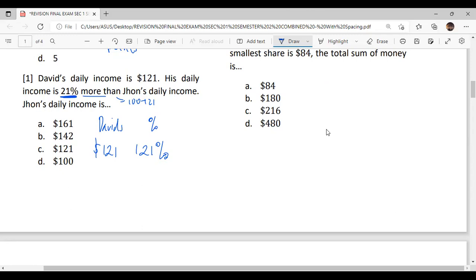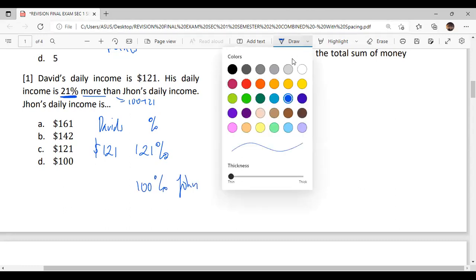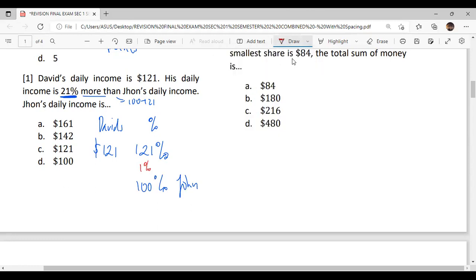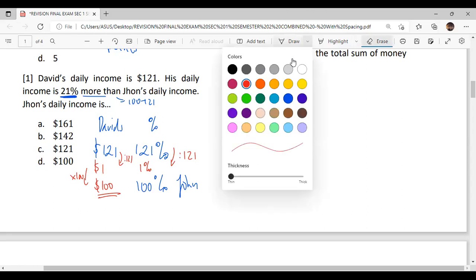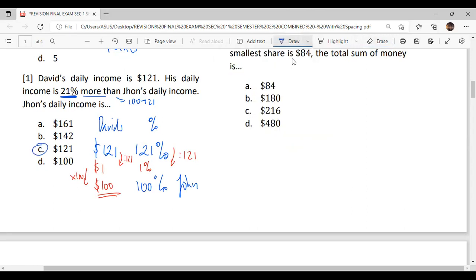Oh, I think it's very simple. John's daily income. What is John's daily income? John's daily income is the 100%, right? For John. So again, you do the easy way. Put 1%, remember? And you divide by 121. And you also divide this by 121, $1. I think it's easy peasy. 1 to 100 is multiplied by 100. So $100 for John's daily income. I think it's very simple. The number is clear, and the number is very obviously easy.